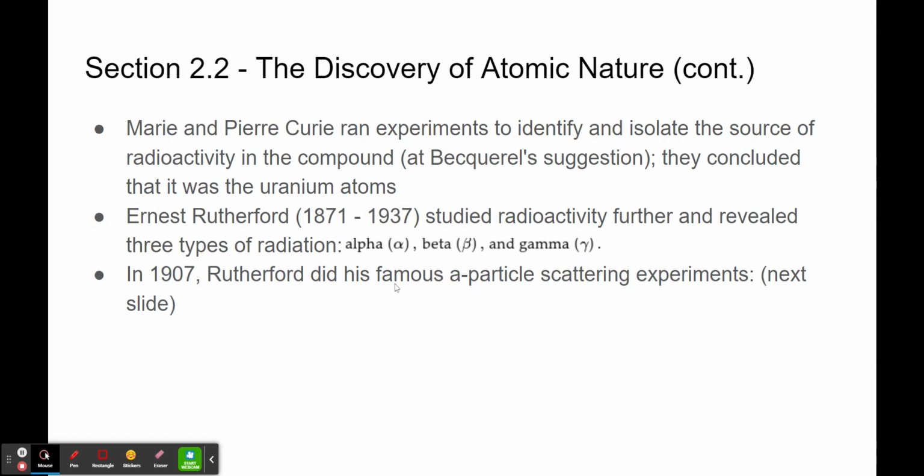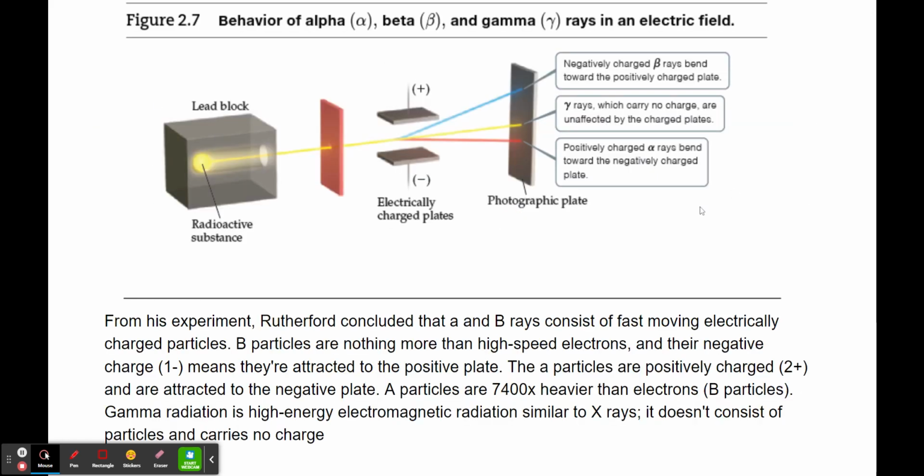And then Ernest Rutherford studied radioactivity further and revealed three types of radiation, those being alpha, beta, and gamma. And in 1907, Rutherford did his famous alpha particle scattering experiments, which is this slide here, and this is a graphic that explains that experiment.